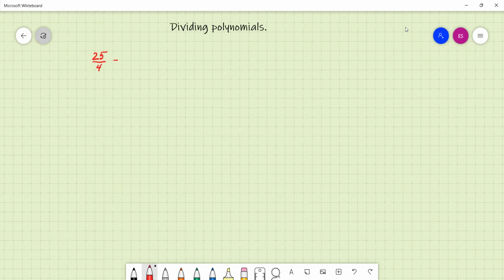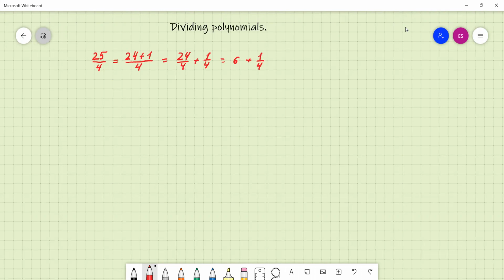Well, we know that 25 is kind of 24 plus 1, right? And if we divide it over 4, we can write it down like this: 24 over 4 plus 1 over 4. 24 can be divided over 4, and that's going to give us 6, right? And over here, we are going to have a leftover of 1 over 4.